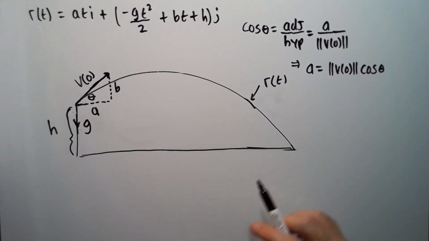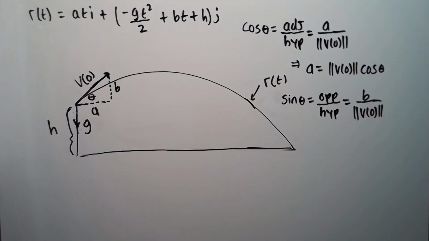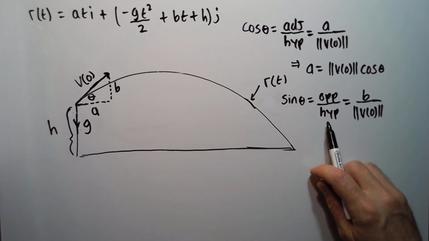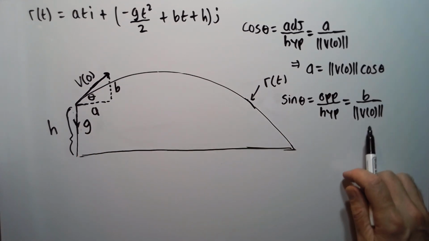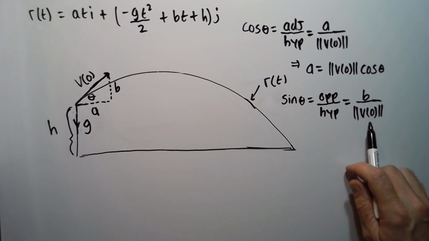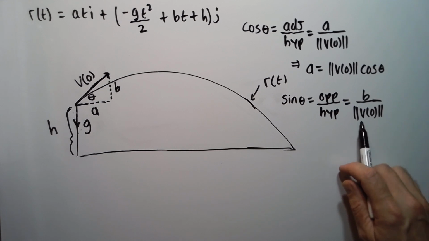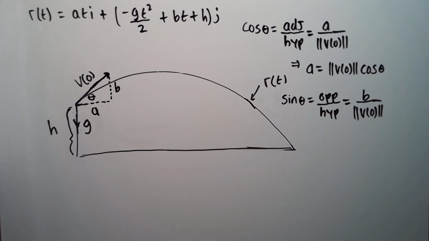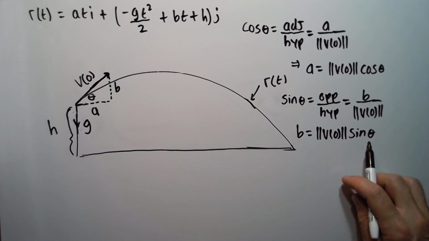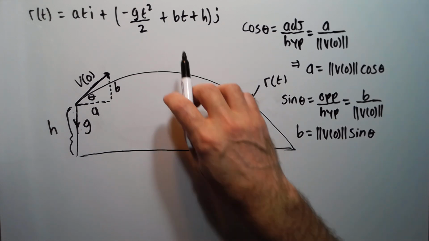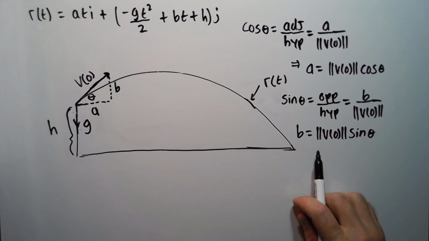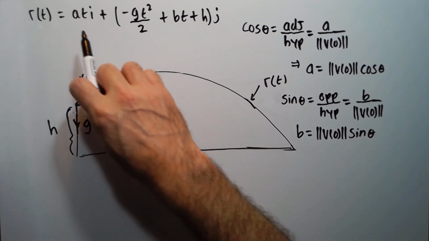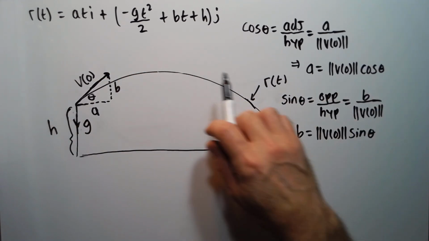Let's also now look at the sine. The sine is opposite over hypotenuse. The opposite side is b over the speed at time 0. We can then solve for b by multiplying both sides by speed at time 0, so b equals speed at time 0 times sine of the angle. So we can make these substitutions up here: for b we substitute this, and for the a over here, we substitute this. So let's make those substitutions.